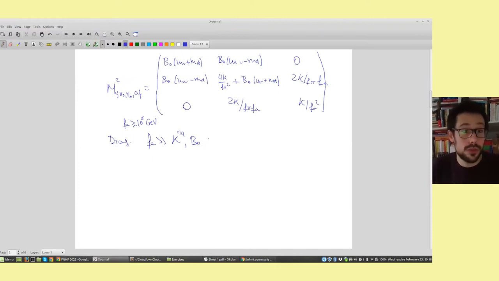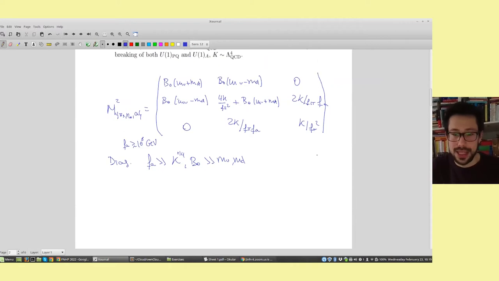And moreover, we also know from the chiral Lagrangian, right, that these scales that depend on QCD are also way larger than M up and M down. Okay. So now the goal is to diagonalize this matrix, which you can do using the method that you like best. You can do it with Mathematica, you can do it with Python, or you can do it also analytically. But in particular, since we are just doing it in this given approximation, we can take advantage of the fact that it will be way easier than the general case.